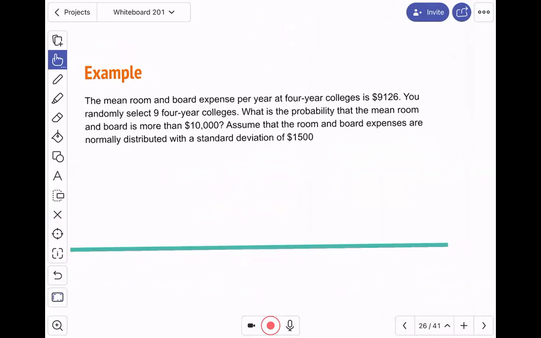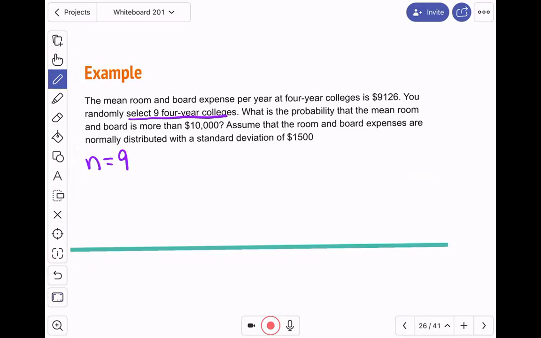First question I have is, do I have a sample size? Yes or no? Am I looking at a sample? Yes. How big is the sample? It's the 9 colleges I'm selecting. Here's your select 9 four-year colleges. So my n is equal to 9.